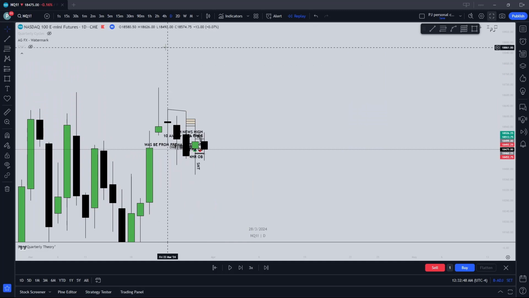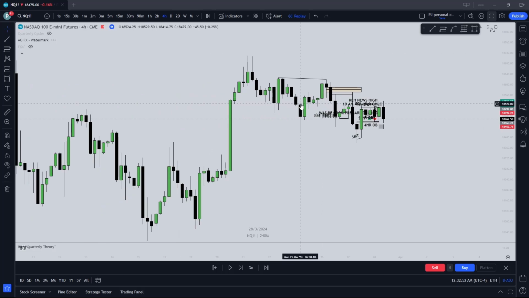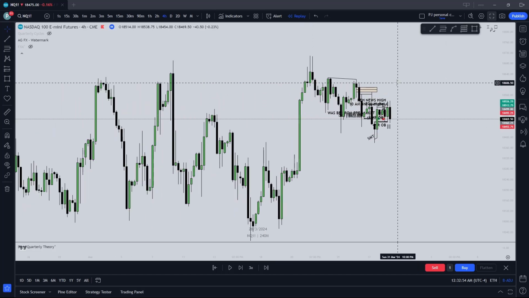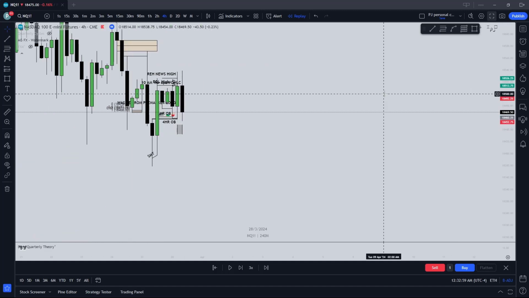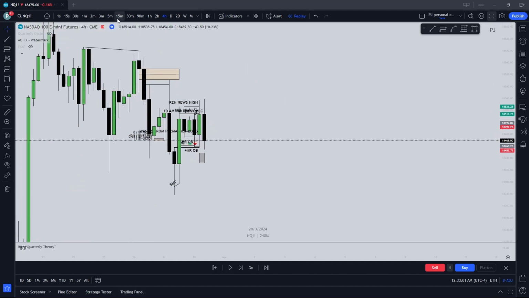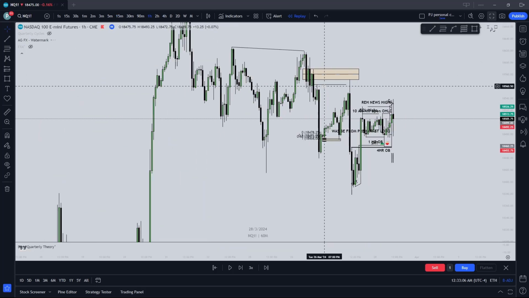And yeah, but going down into the lower time frame, coming to our 4 hour, no super obvious market maker models. Right, coming to the 15 minute, even the 1 hour, right?